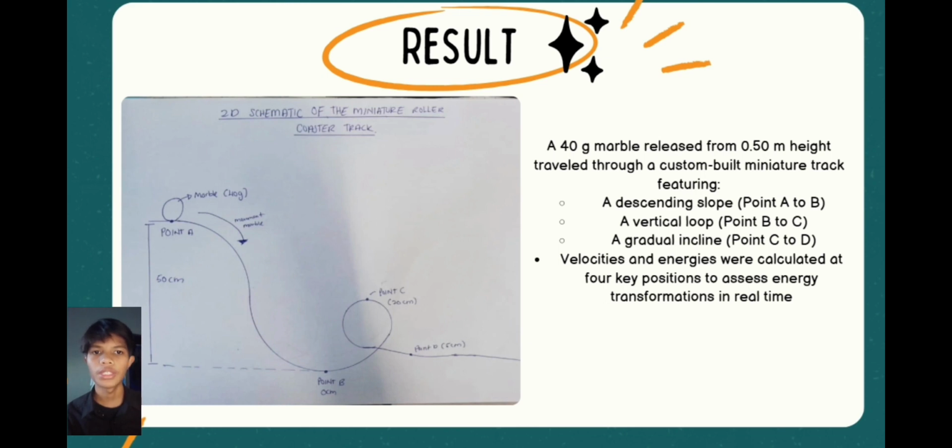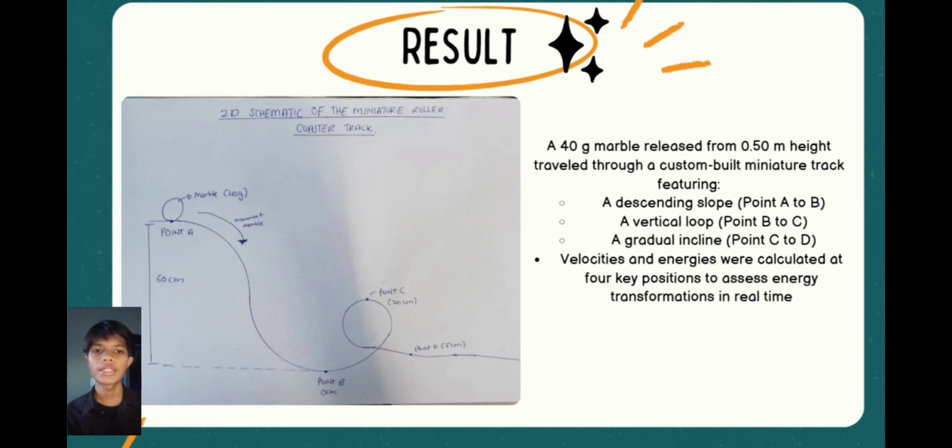First, we have A, which is 50 cm, the starting point, with all potential energy. Next we have B, 0 cm, which is the bottom of the slope, and max speed happens here. And third one is C, 30 cm, which is the top of the loop, and some energy is lost because of friction. And the last one, D, 5 cm, is the end of the track, but the marble is still moving, just slower.